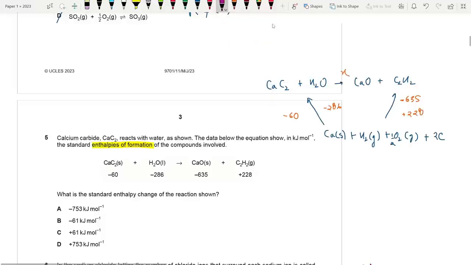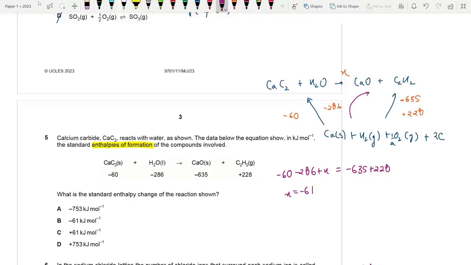So if you just follow the arrows, it's like this. We can say that minus 60 minus 286 plus X equals to minus 635 plus 228. So if you solve that, 228 minus 635 plus 286 plus 60 gives you an answer of minus 64. Okay, so X is minus 64. Wait, why didn't it match? Let me check again. Minus 635 plus 228 plus 286 plus 60. Minus 61. Sorry, I made a mistake.